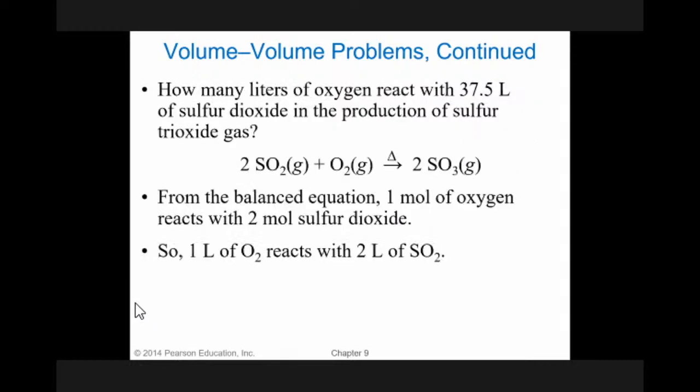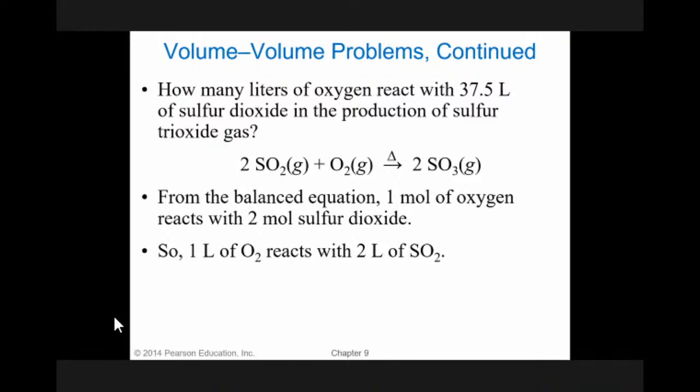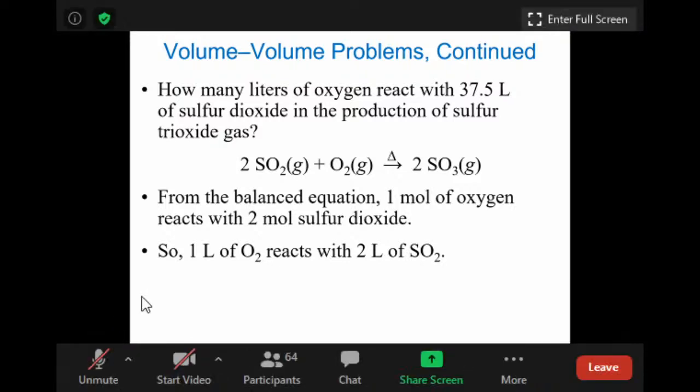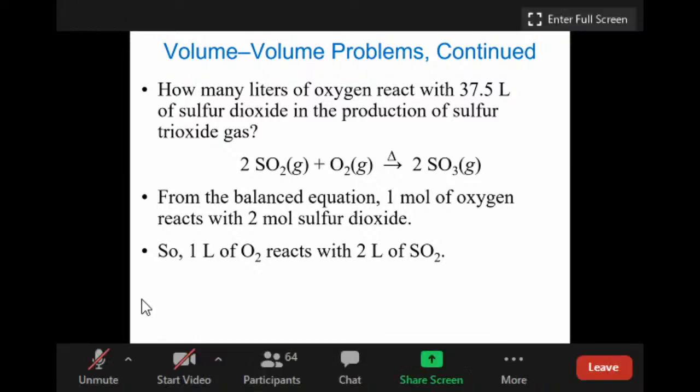So here we go. How many liters of oxygen react with 37.5 liters of sulfur dioxide in the production of sulfur trioxide? So we put a box over sulfur dioxide. Inside that box, 37.5 goes. Put another box over the oxygen for X liters. All right. And that delta, what does the delta stand for? The delta over the arrow, a little triangle.